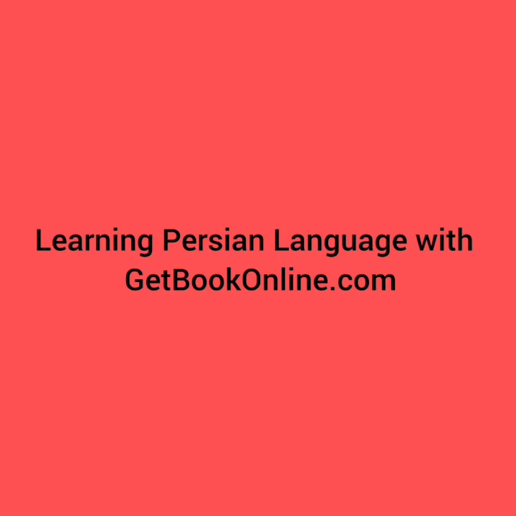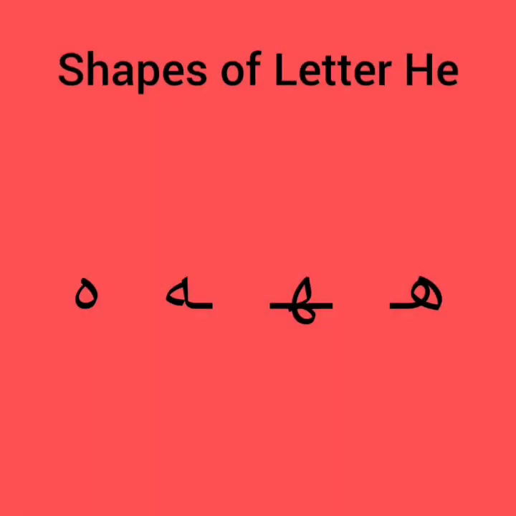Today we're going to learn another letter in the Persian alphabet, which is letter H. We call it letter H, and it makes that sound like H in the English words hat and house. Letter H makes the sound H. Okay, now let's explore different shapes of letter H in the Persian alphabet.